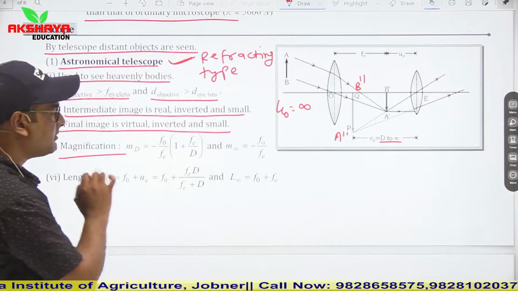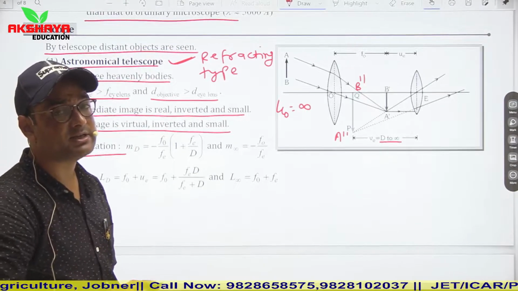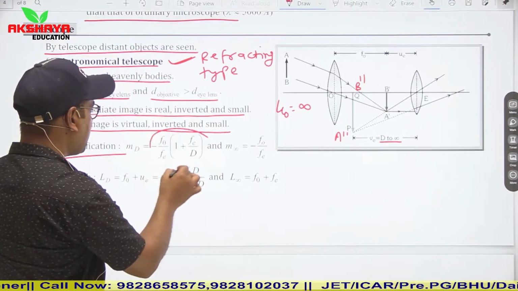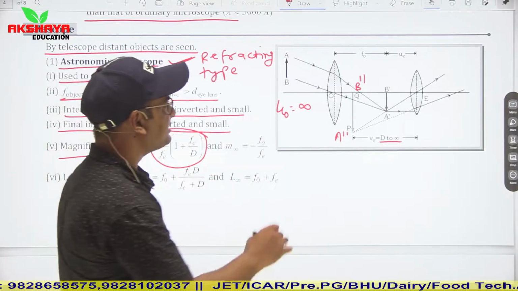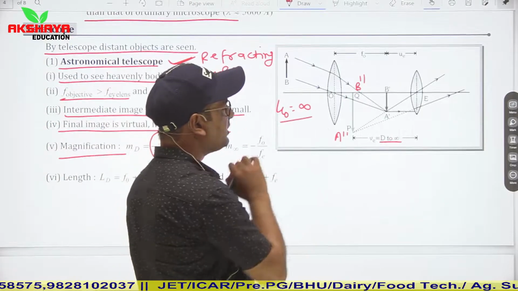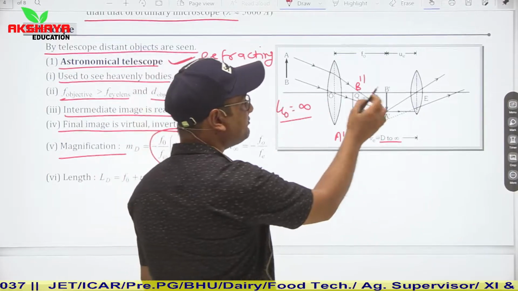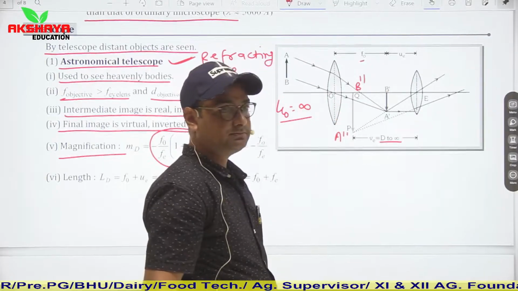Magnification, again we talk about two types of magnification. When the final image is formed at the least distance of distinct vision, in this situation magnification is maximum and it is minus FO upon FE. So you can clearly see from here, as I am considering that the object is placed at infinity, its image will be at the focus of this objective. So here it is FO.